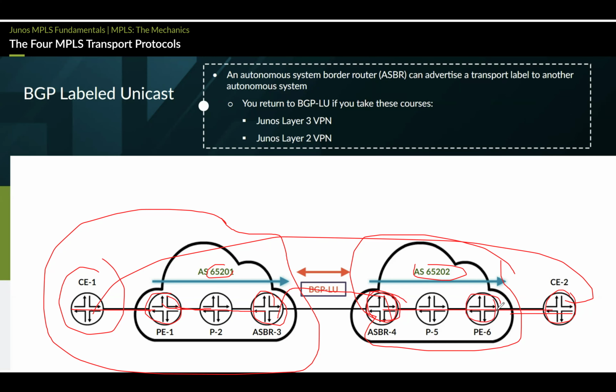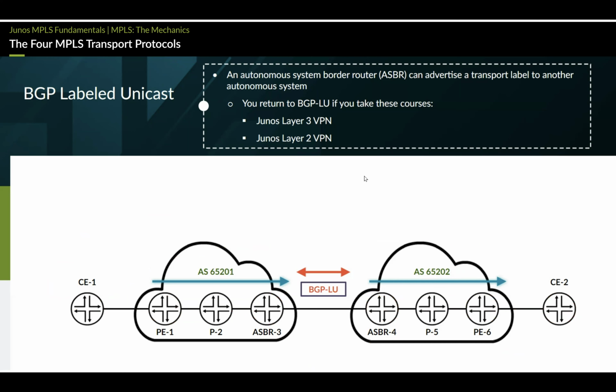provider A's router. Sir, one question. You mean ASBR3 to ASBR4? That means the packet flows packet-wise, not label-wise? Customer to provider, this is a packet. Provider to provider 2, this is a label. This label is inserted in BGP, sent to another BGP neighbor.